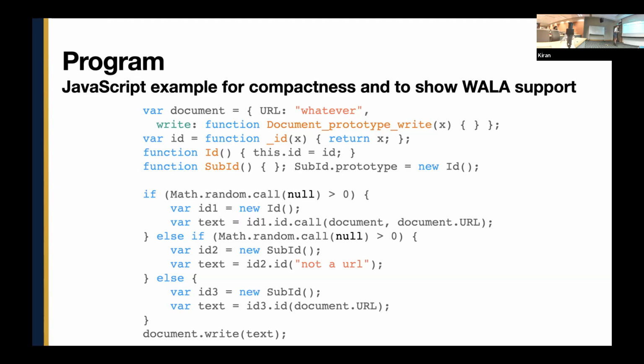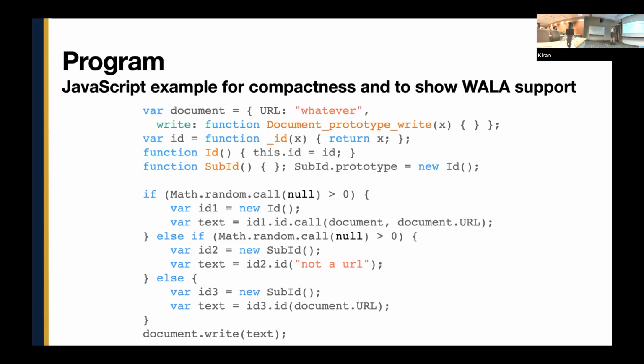And now this is JavaScript. So this is actually a constructor ID, and it has one field called ID, which points to this function ID as well. That is effectively the way of writing methods in JavaScript. And then we have sub ID, which doesn't do anything, but it's got a prototype, and that is roughly how inheritance is done in JavaScript.